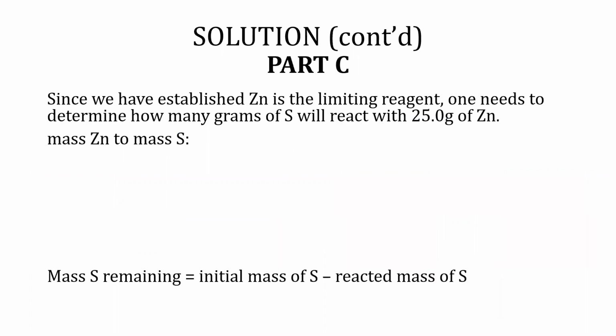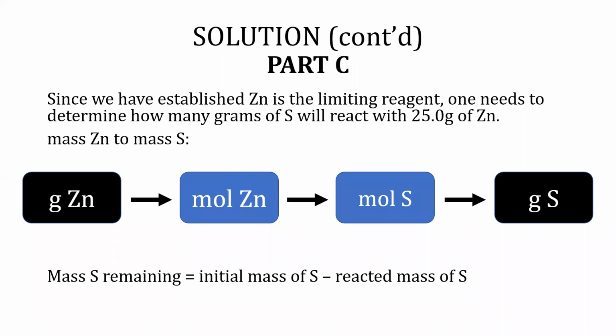Now, for part C, in determining the mass of the excess reagent of S, one needs to begin with the mass of Zn. And that can be done by taking the mass and converting it to moles of Zn by dividing it by the molar mass of Zn. Next, convert to moles of S by using the mole ratio between Zn and S, and finally multiply by the molar mass of S to get mass of S.